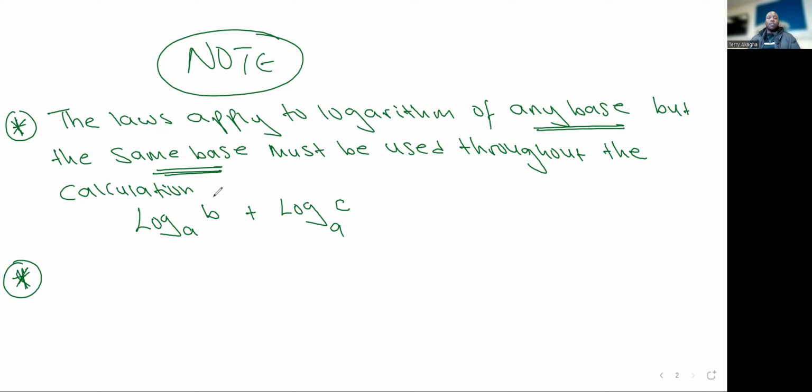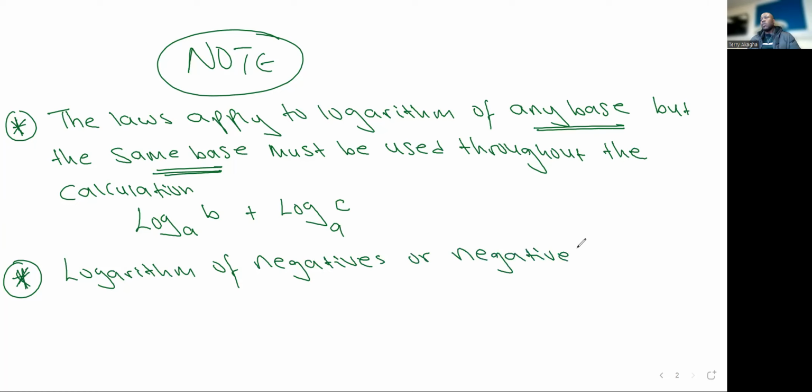Now, the second thing I want you to keep in mind is that when you're solving logarithm, it is not possible to have negatives. So logs or logarithm of negatives, or a negative base, is not possible. That's what I want you to keep in mind.